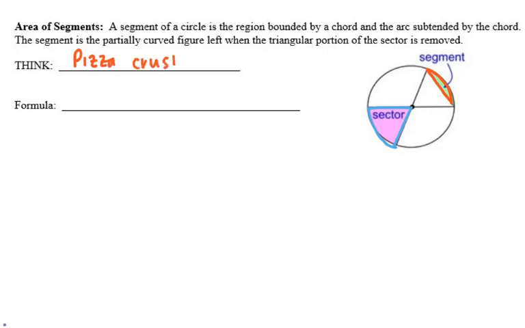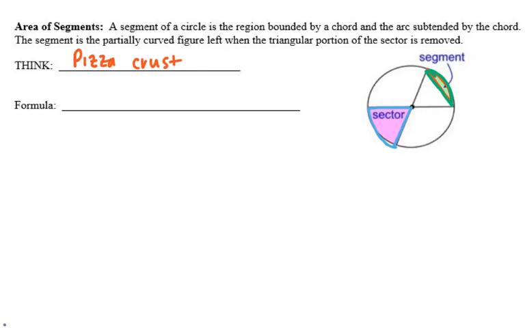If we were to put it in some more math terms here, we could say a segment of a circle is the region that is bound by a chord. There's our chord. And the arc that is subtended by the chord. So here is our arc. So it's that section right there. The segment is the partially curved figure left when the triangular portion of the sector is removed.